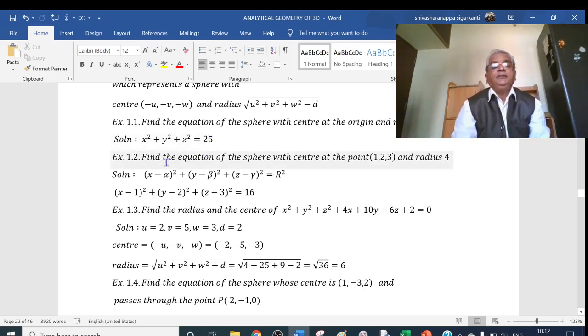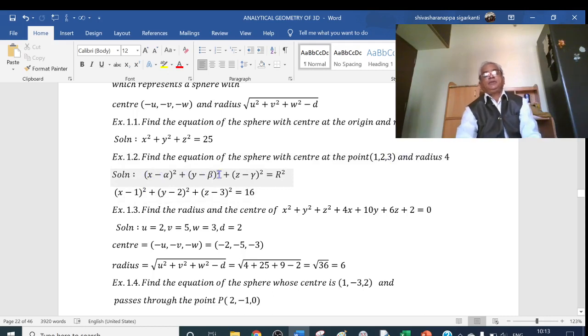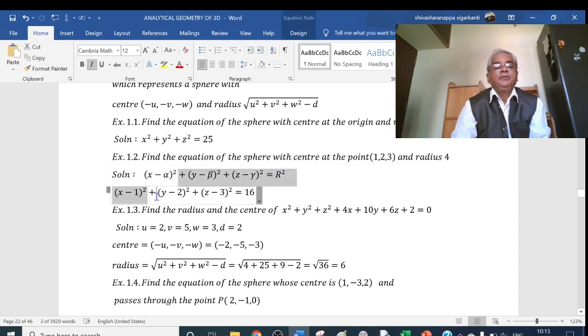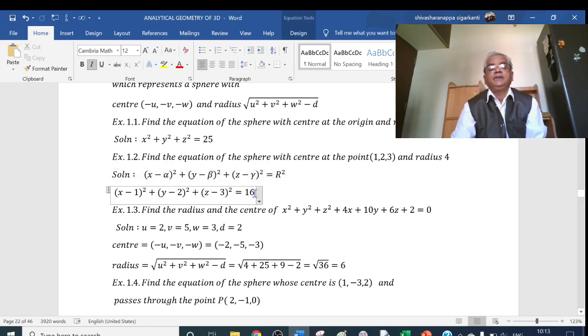Second example, find the equation of the sphere with center at the point (1, 2, 3) and radius equal to 4. See, α, β, γ is given here, 1, 2, 3. We know that the equation of the sphere is given by (x − α)² + (y − β)² + (z − γ)² = r². Substituting here, we get (x − 1)² + (y − 2)² + (z − 3)² = 4². This is equal to 16. This is the required equation.